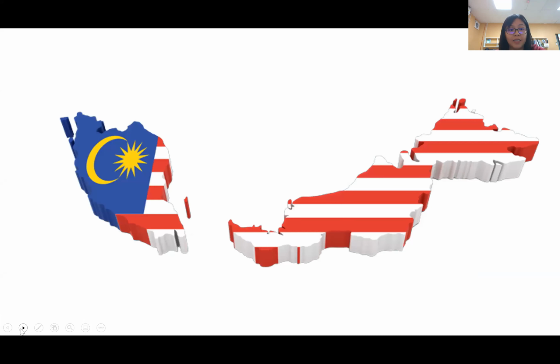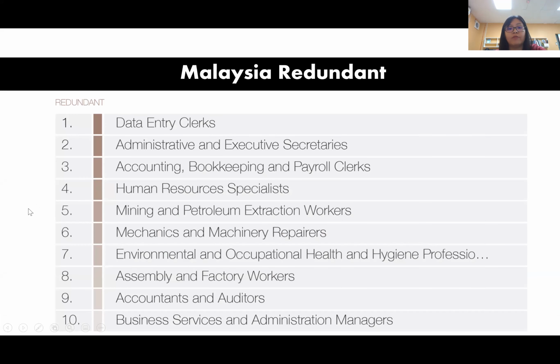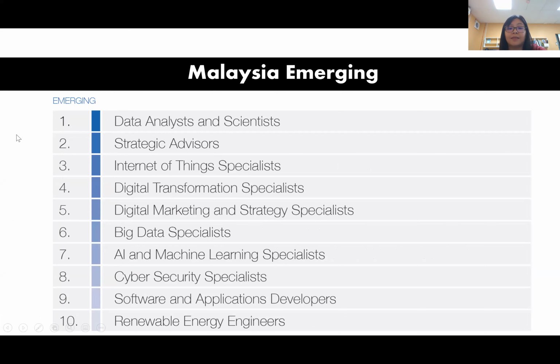And what happened in Malaysia? In 2025, Malaysia will have redundancy of data entry clerks, administrative, accounting, human resource, mining. All these kinds of things are redundant in Malaysia, meaning that people are losing their jobs by then. And if you are a good data analyst, scientist, strategic advisor, Internet of Things specialist, digital transformation specialist, digital marketing strategy specialist, big data specialist, all those are emerging in the future, which is your future, not my future. My future, I have fewer years to live. So it's your future that this is going to emerge.